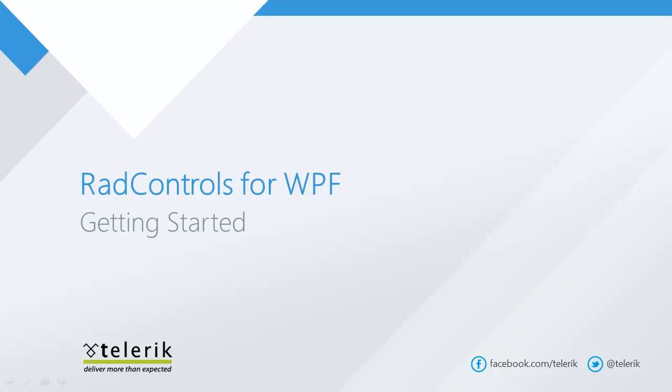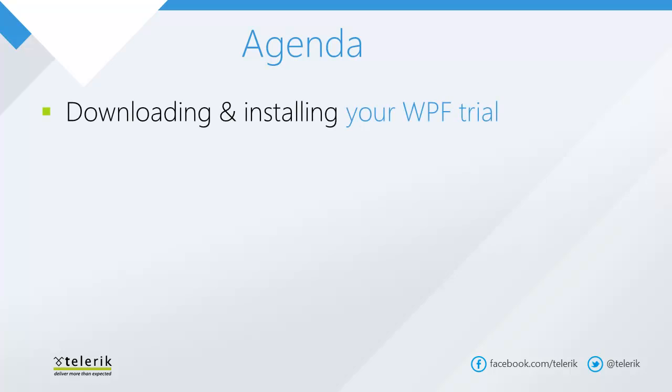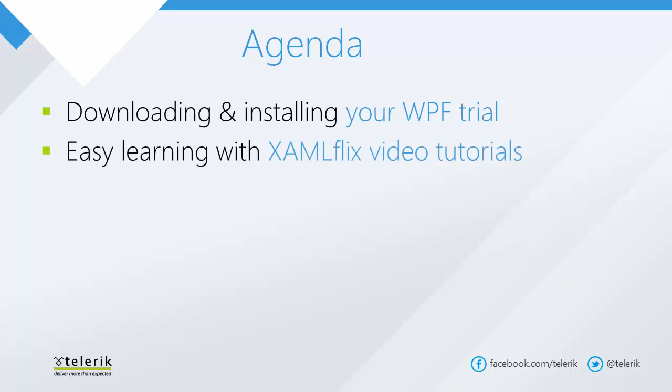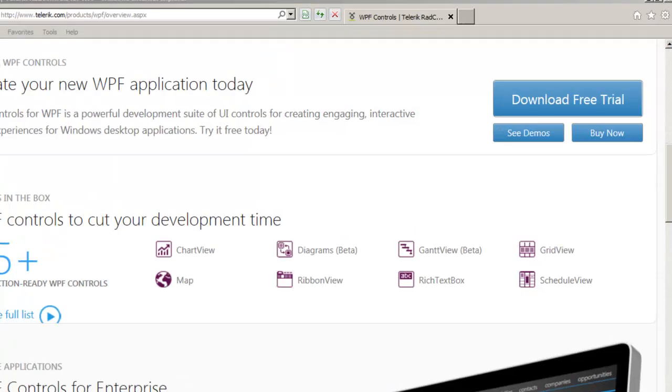Today we're going to take a quick look at getting started with the RadControls for WPF. The very first thing to do with getting started, of course, is to download and install the WPF trial. Once you're downloaded and fully installed, I'm going to take you over to the XAMLFlix video tutorials, one of the best ways for getting comfortable with the new RAD controls, and then dive deep into the documentation to find out all that you can do with the RAD controls. Finally, we'll take a look at getting help from support.